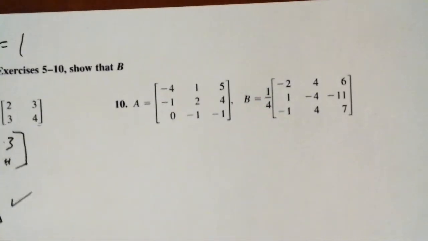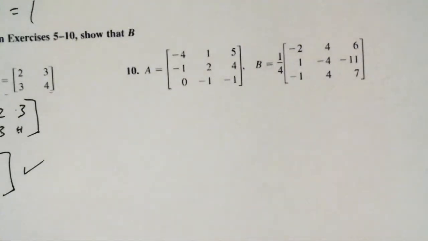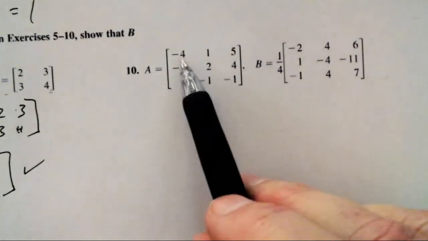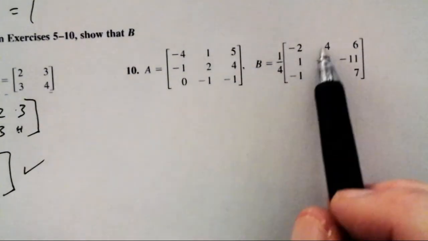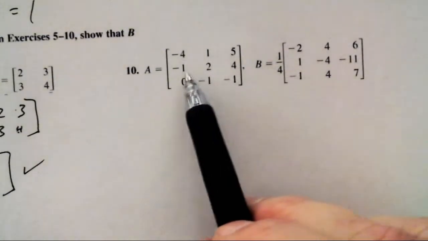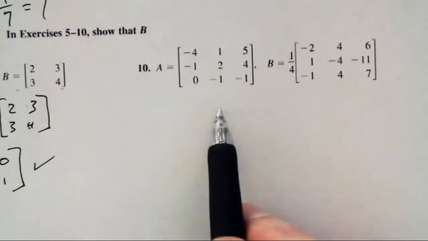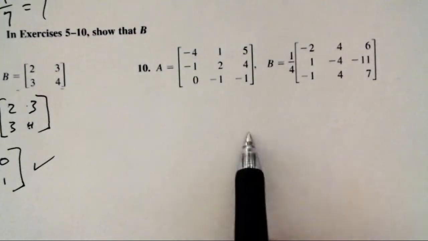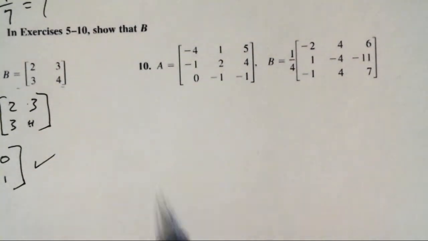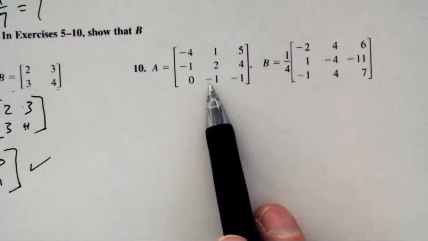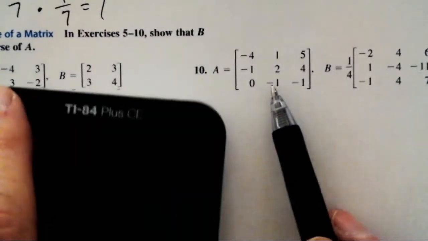Now, for number 10, we could do this. We could distribute 1/4 to each of these, and then we could do first row, first column, first row, second column, first row, third column, dot, dot, dot, and we would ultimately, hopefully, get to 1, 0, 0, 0, 1, 0, 0, 0, 1. But on the 3 by 3 here, I'm going to go ahead and allow you to use a calculator because that's a skill as well.